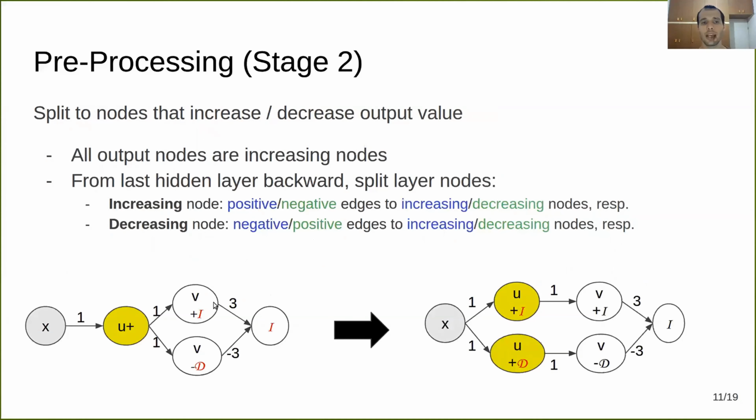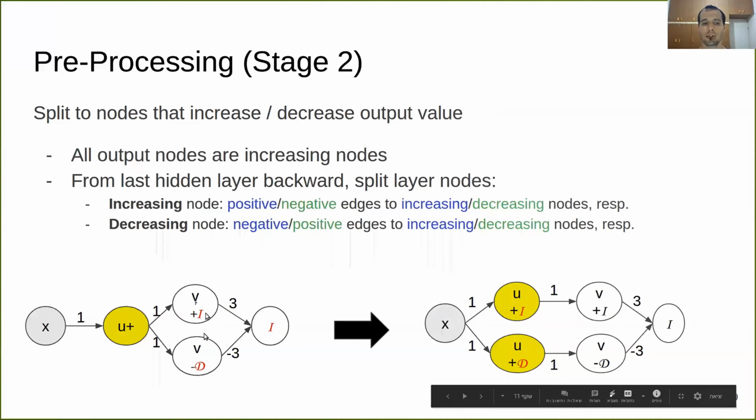then we go from the last hidden layer backwards and split layer nodes. So here we have no split. We have no need to split. We have a V plus, which is an increasing node. It has a positive edge that goes to the output, to an increasing node. And because if we increase this value, we also increase the output value, this is an increasing node.